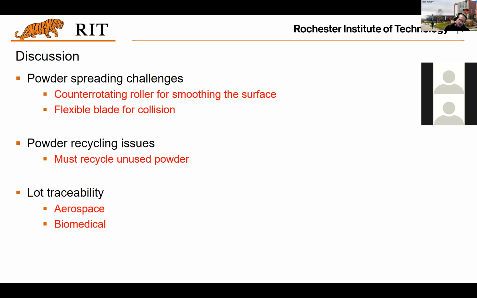For many applications, lot traceability would be essential, especially for the aerospace, biomedical, as well as some defense-related applications. You really want to have very tight traceability for the parts to be printed. And these are essential for this process as well.